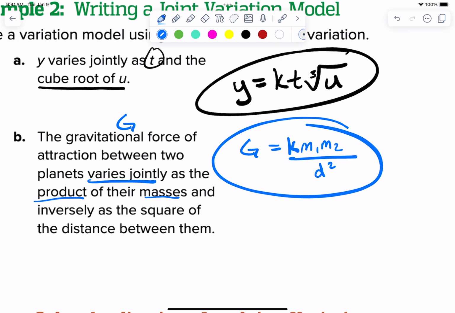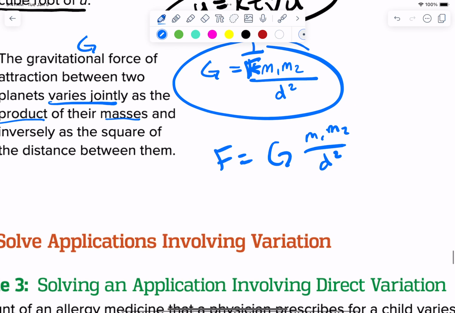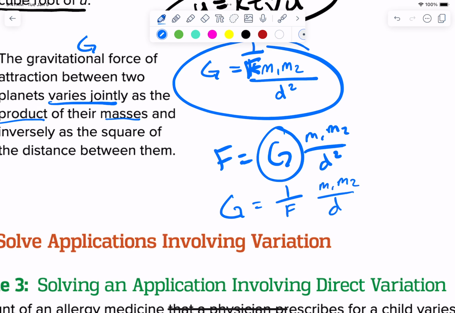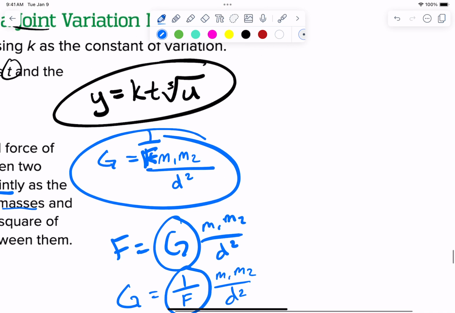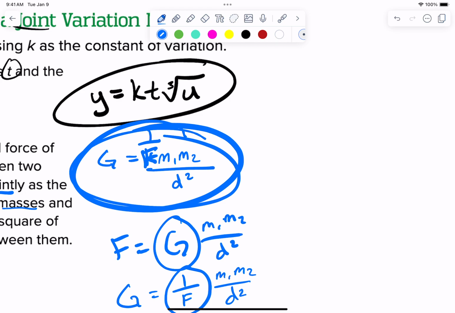To solve for G, you could switch the equation around and K would technically be 1 over F, right? 1 over the force. So if force is equal to G times mass 1, mass 2 over D squared, I am setting up this equation so I'm solving for G. So G would be equal to 1 over the force times mass 1, mass 2 over D squared. So technically, K would be 1 over F, but they just have it set up so that we're solving for G, not for force.